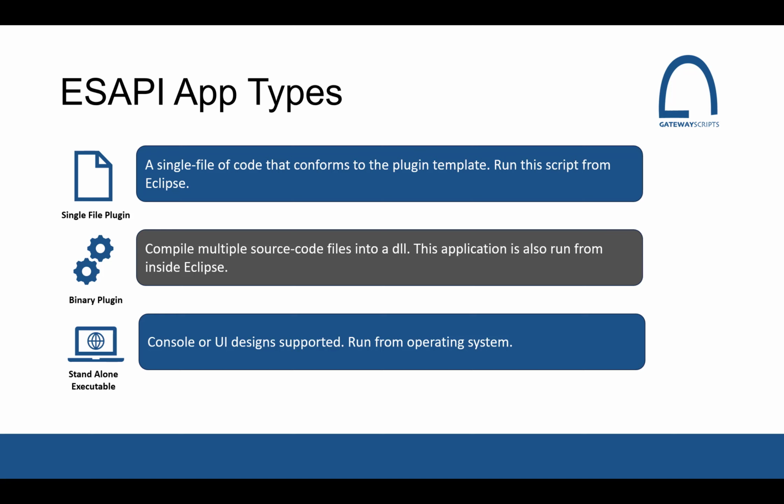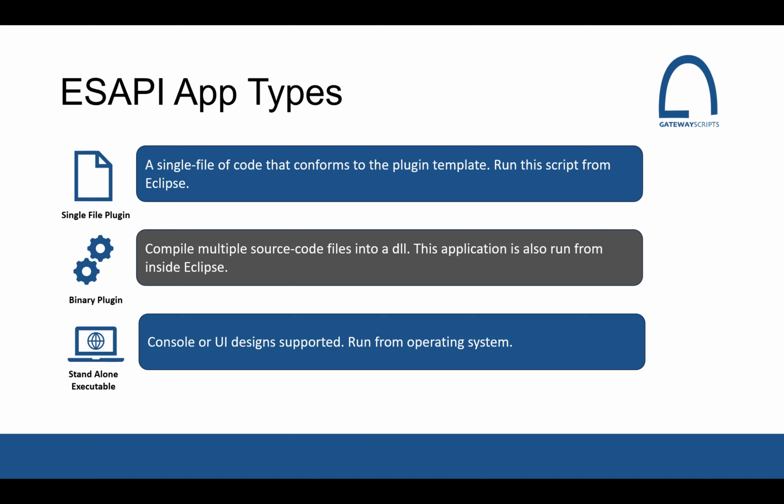We first have the single file plugin. A single file plugin is a single file of C# source code that has the proper template for a plugin as defined by the Eclipse Scripting API, and then you're going to run the script from inside of Eclipse. So you're going to go into Eclipse, you're going to click on the Tools menu in the External Beam Planning workspace, and you're going to go down to the scripts option in the tools menu, and you're going to find your plugin script, which is going to end in an extension of .cs, and you're going to run that script. But keep in mind, it is just a single file.